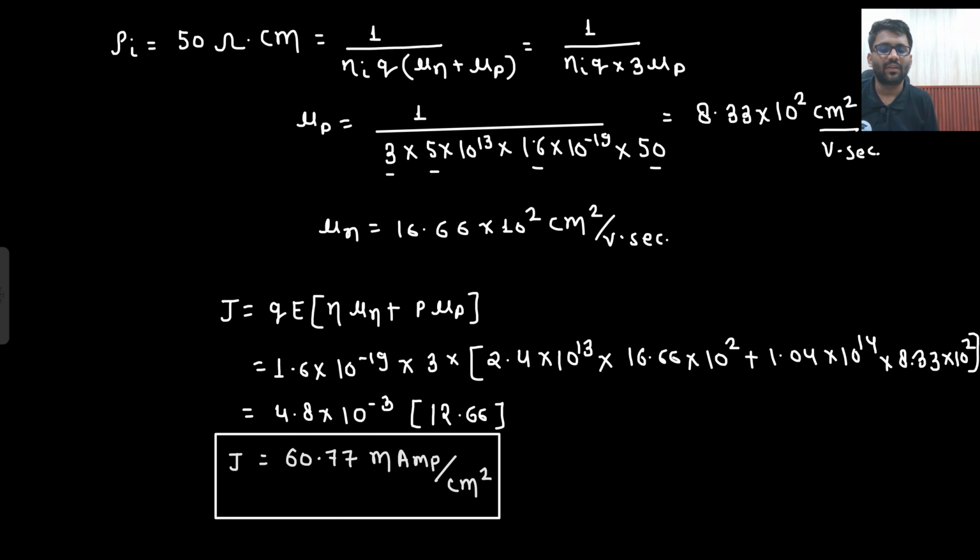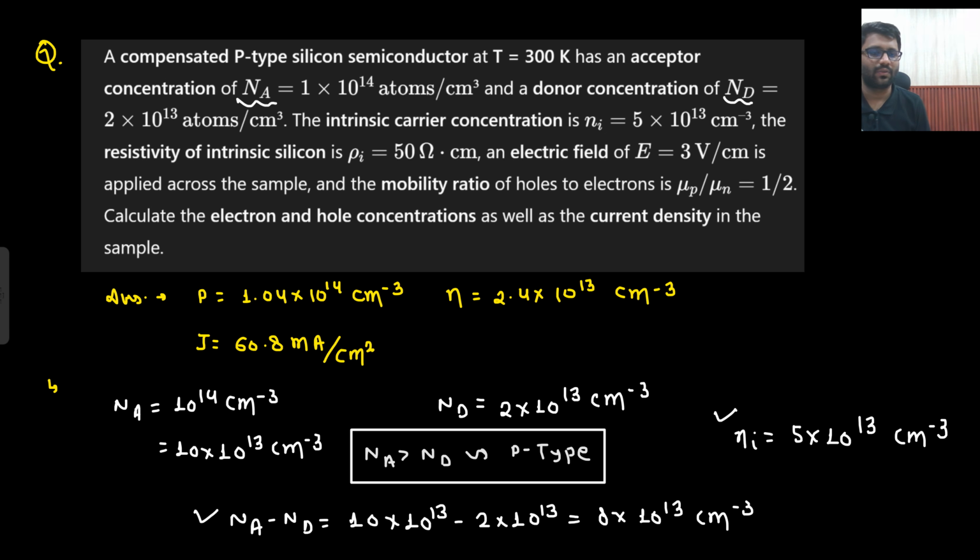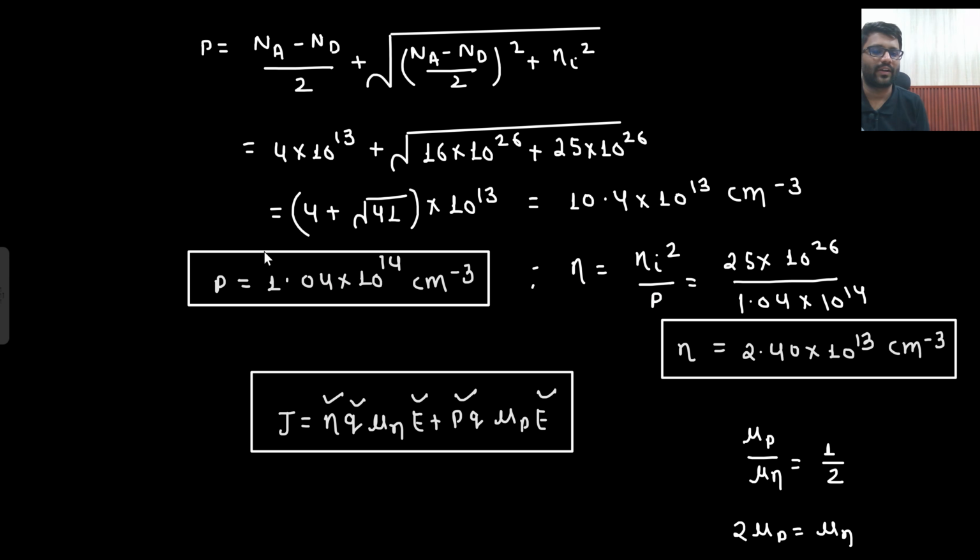Again, not a very tough question, but the calculation is there. So you need to have some patience and solve the question in this manner. Calculations are there, but again, it's an easy question. So acceptor atoms were there, donor atoms were also there. Then you subtracted both of them. You got to know that it is comparable to Ni. So you have to apply the exact formula. From there, you find the concentration of electrons and holes.